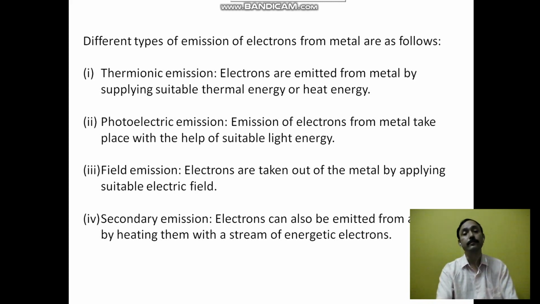And the fourth one is secondary emission. Electrons can also be emitted from a metal by hitting them with a stream of energetic electrons. So, by hitting a stream of energetic electrons, electrons can also be emitted from the metal surface. This is the secondary emission. Using electrons, we are getting emission of electrons.